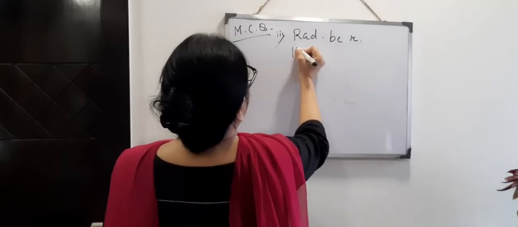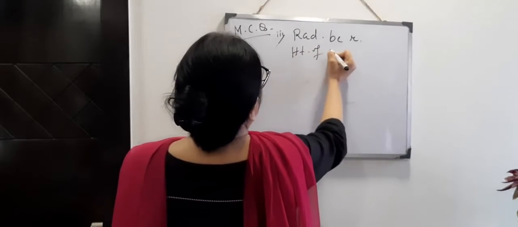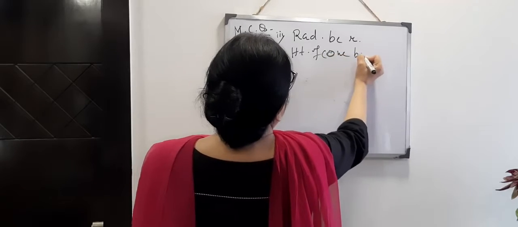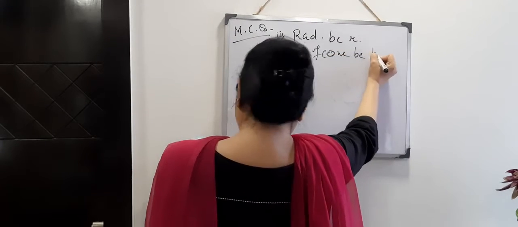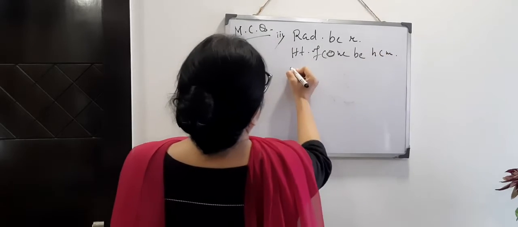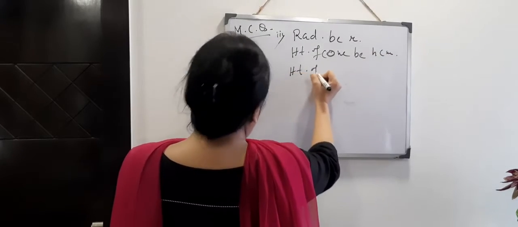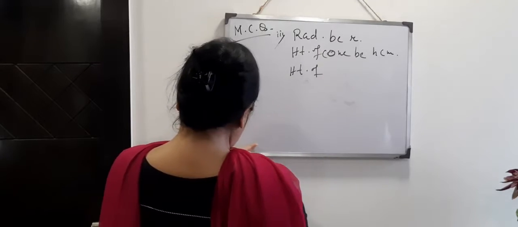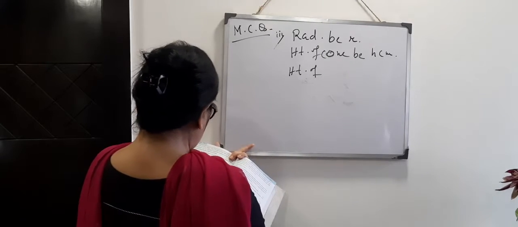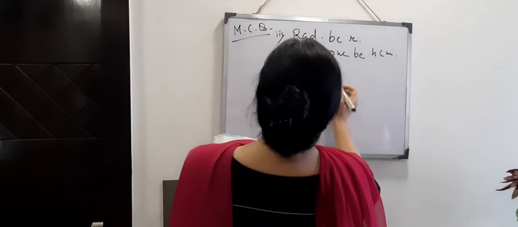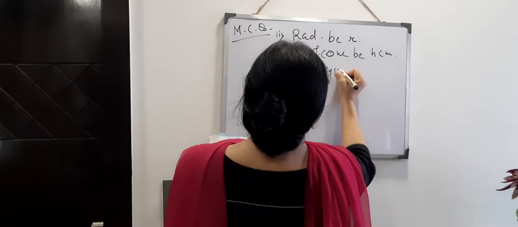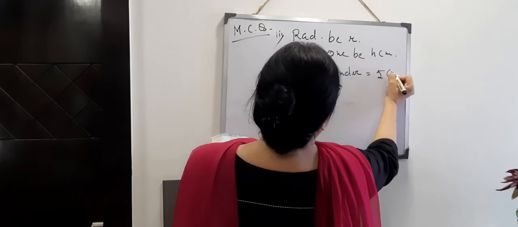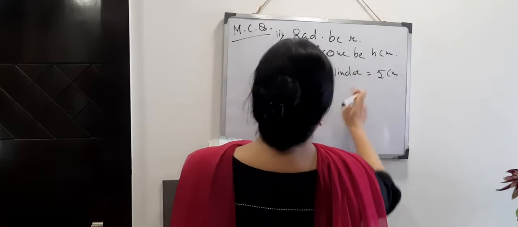And height of cone be H centimeter. And height of cylinder given 5 centimeter. You have to calculate this.